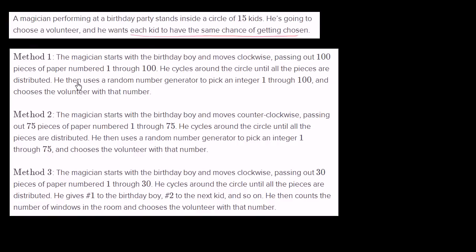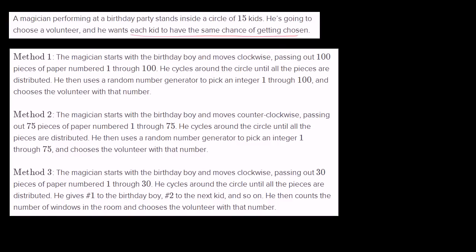So method 1: the magician starts with the birthday boy and moves clockwise, passing out 100 pieces of paper numbered 1 through 100. He cycles around the circle until all the pieces are distributed. He then uses a random number generator to pick an integer 1 through 100 and chooses the volunteer with that number. So let's think about what's happening.